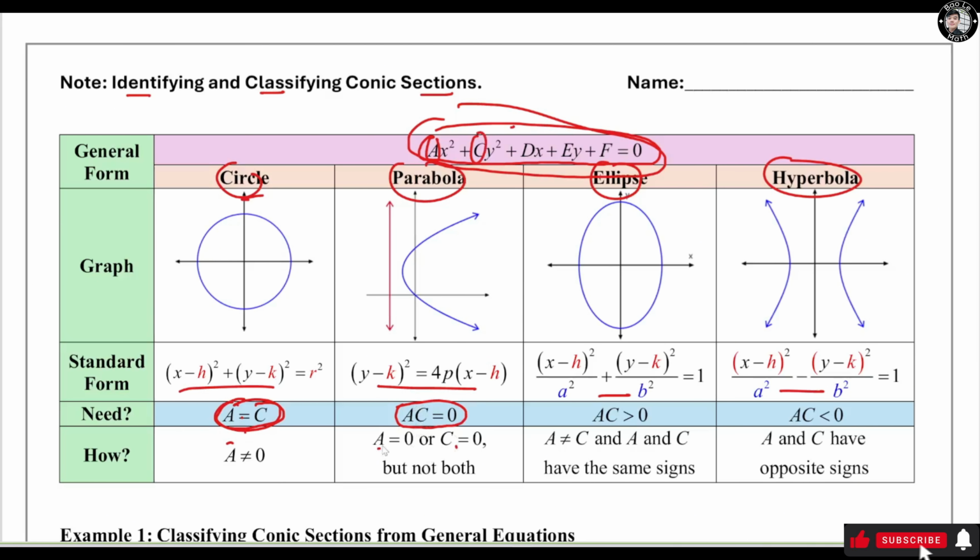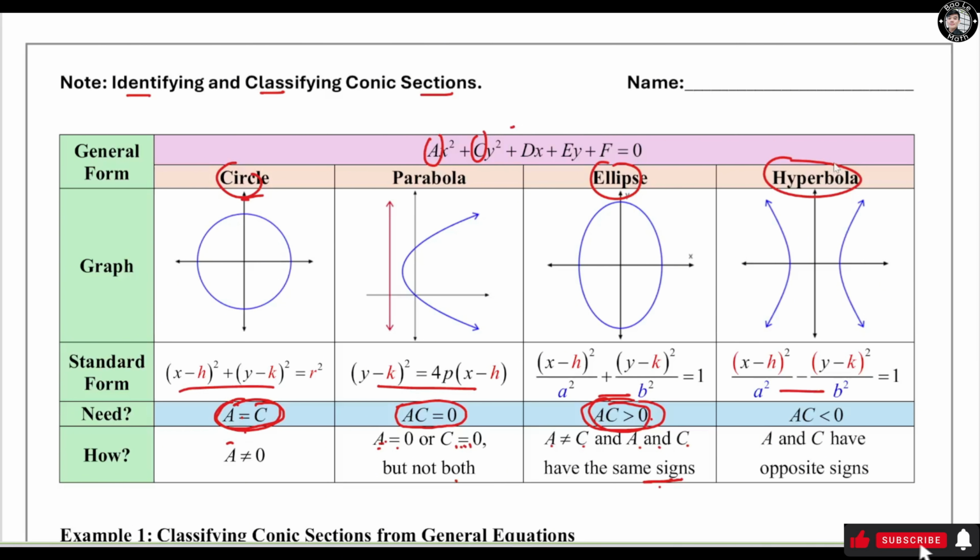Now, parabola: A times C equals 0, which is this one times this one equals 0. Either one of these must be equal to 0, but not both, because if they both equal 0, these terms are gone and it's not going to be a parabola anymore. Next one, ellipse. The product of A and C must be greater than 0. In this situation, A is different from C, and A and C have the same sign.